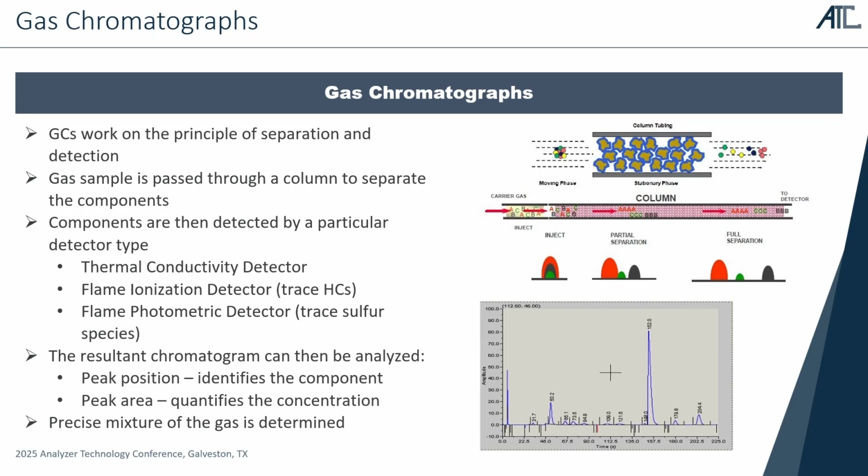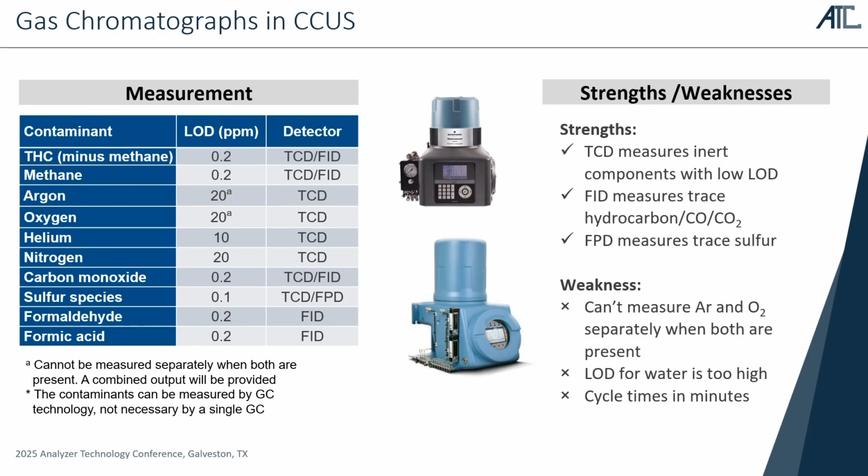The chromatogram that's obtained can then be analyzed. The peak position identifies the component, and the area quantifies the concentration of what's there, and the precise mixture of the gas can be determined. So in CCUS, the table on the left-hand side is showing some of the different components that can be measured with their detection limits and the different detector types that are used.